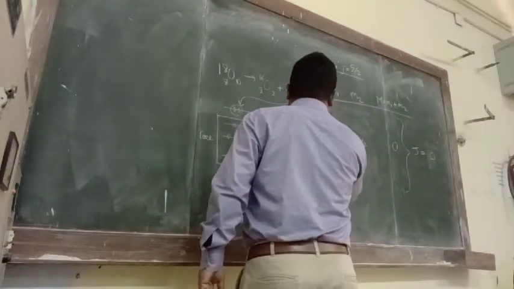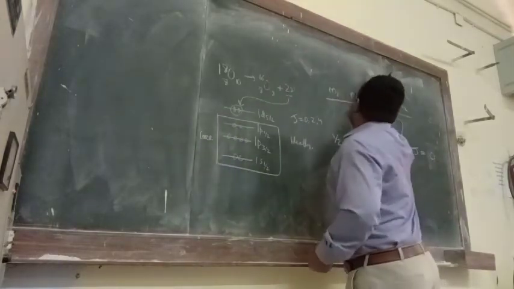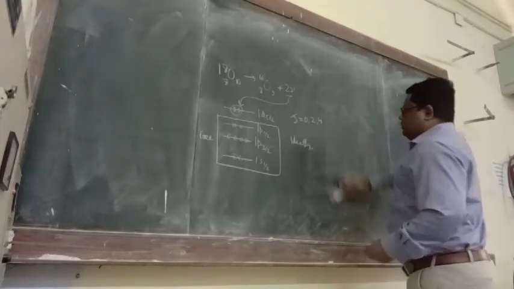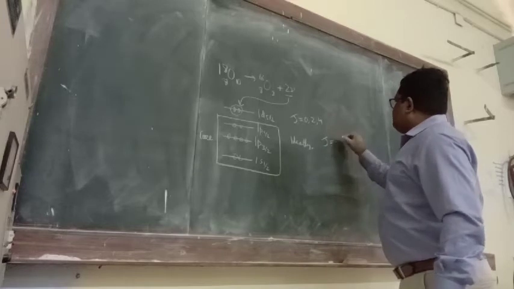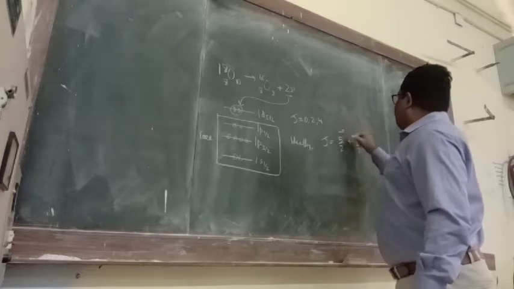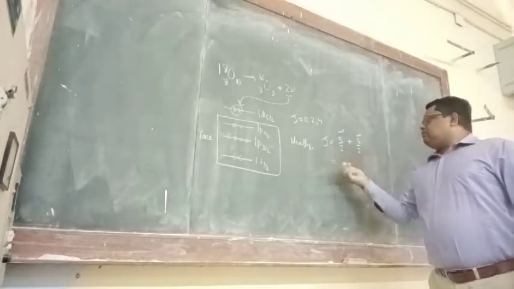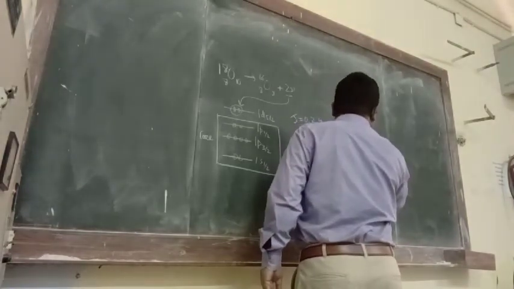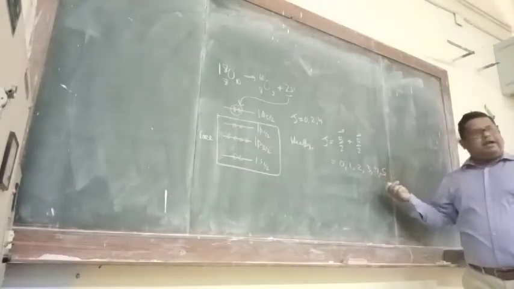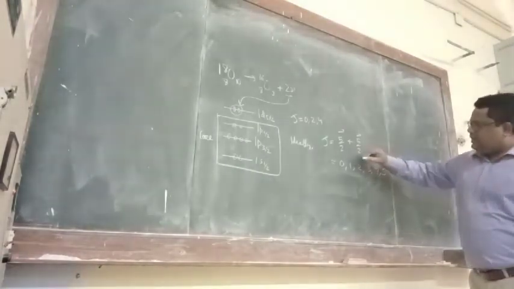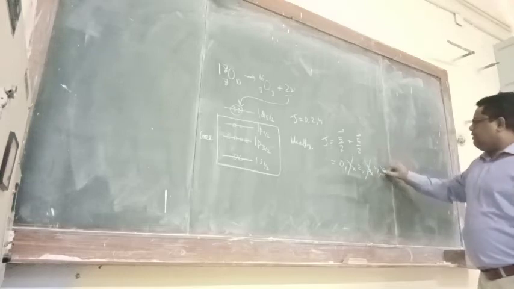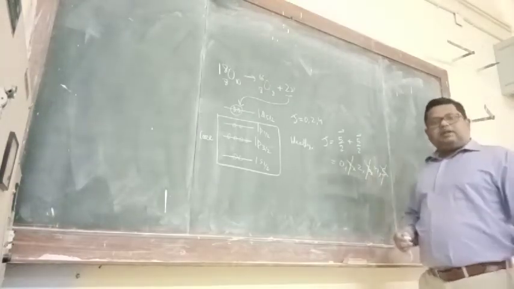Ideally, it should have J is equal to 5/2 plus 5/2, vector sum. So this means from 0, 1, 2, 3, 4, 5. Right? So these are the values that ideally we should have. But we see here that these values 1, 3 and 5, we are not getting. What does this mean?